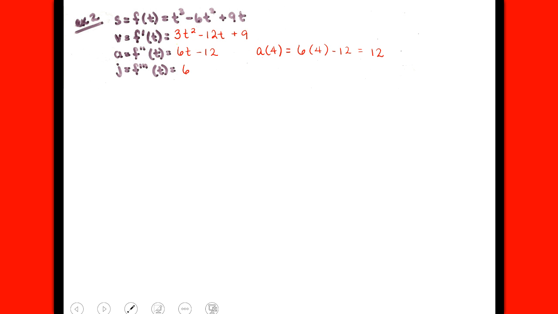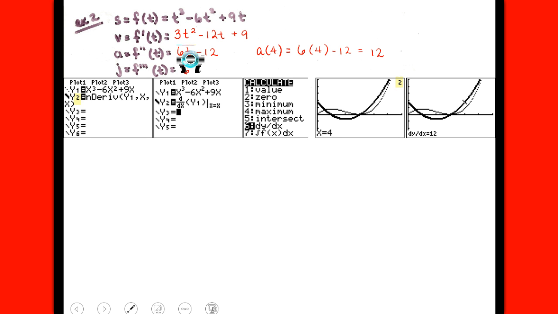We've done this before, but just for review, if I have my original function, here is my position function right here, I could type in the derivative in y2. I could type in 3t squared minus 12t plus 9. But remember that I don't actually have to calculate that derivative for my calculator to be able to graph it. We've seen before that if you go to math and go down to nDeriv, in the old operating system it'll show up like this, in the new operating system it'll show up like this when you hit that button.